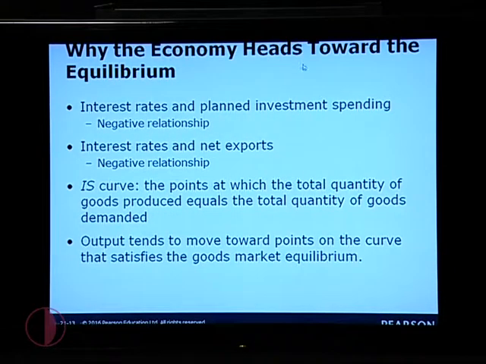Why does the economy head towards the equilibrium? This is because interest rates and planned investment spending have a negative relationship. Also, interest rates and net export have a negative relationship. On the IS curve, that is the point at which the total quantity of goods produced equals the total quantity of goods demanded. Output tends to move towards the points on the curve that satisfy the goods market equilibrium.